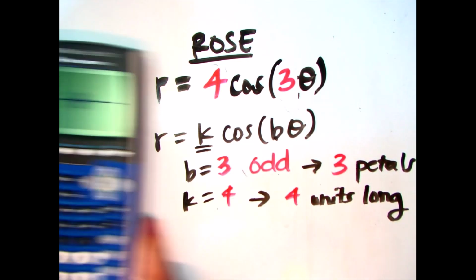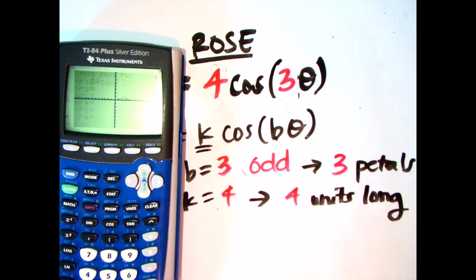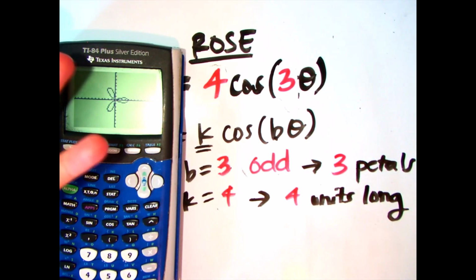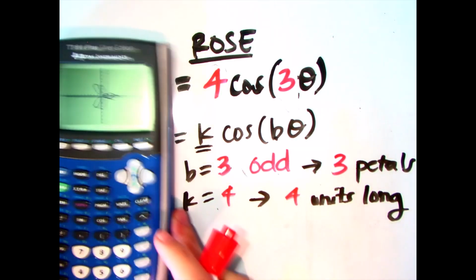This one will be a little bit easier to see if we graph it. 4 cosine 3 theta. Okay, graph. How many petals do we see? 3 petals. How long are the petals? They're 4 units long. And again, difficult to see on this calculator. All right.